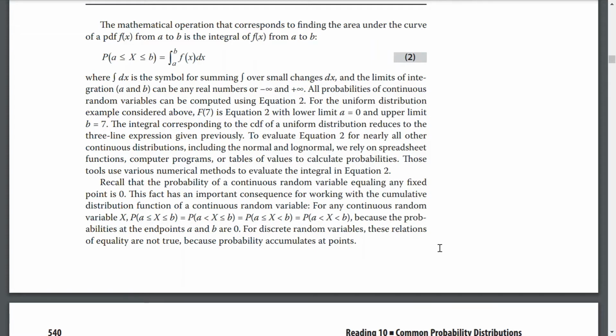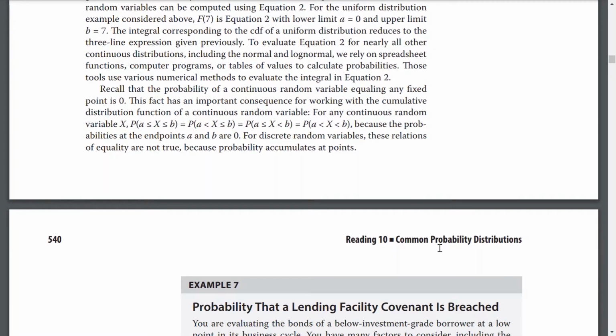To evaluate Equation 2 for nearly all other continuous distributions, including the normal and lognormal, we rely on spreadsheet functions, computer programs, or tables of values to calculate probabilities. Those tools use various numerical methods to evaluate the integral in Equation 2. Recall the probability of a continuous random variable equaling any fixed point is 0. This fact has an important consequence for working with the cumulative distribution function of a continuous random variable. For any continuous random variable X, the probability that X is between a and b is the same whether or not the endpoints are included, because the probabilities of the endpoints a and b are 0. For discrete random variables, these relations are not true because probability accumulates at points.